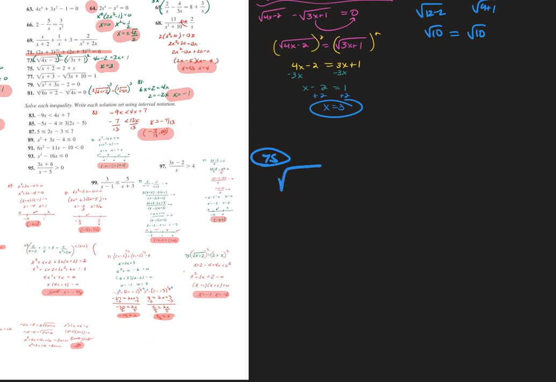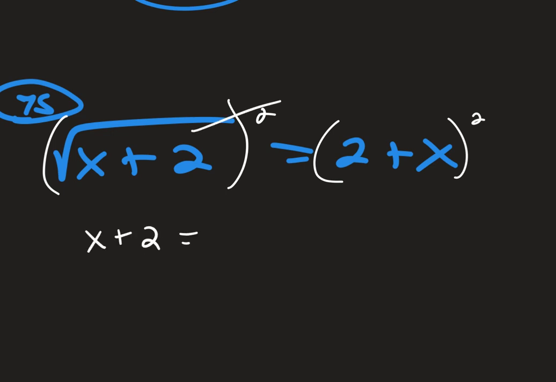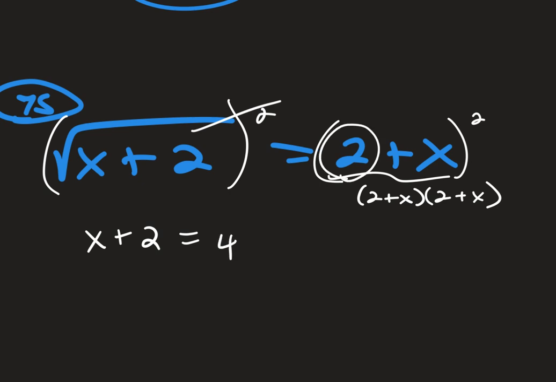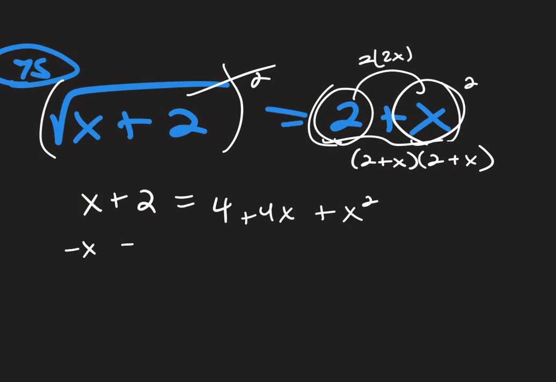All right, so 75 is the square root of x plus 2 equals 2 plus x. So you want to isolate the square root, which it already is, and then square both sides of the equation. On the left, the square and the square root cancel. On the right, you can either expand and FOIL 2 plus x times 2 plus x, or use that shortcut we just talked about. Square the first term, that's 4. Double the product, so 2x times 2 would be positive 4x. And then square the second one, and that's x squared. And then I see I have an x squared, so I'm going to have to get everything to one side.